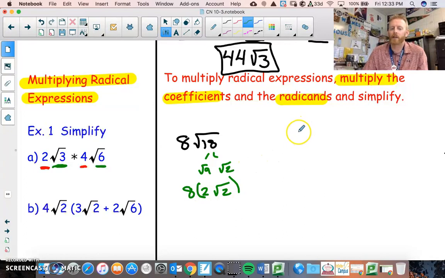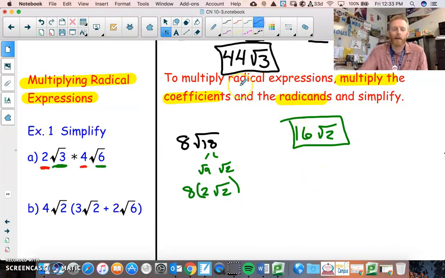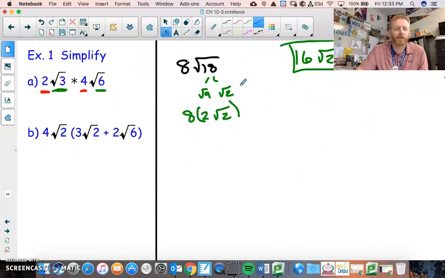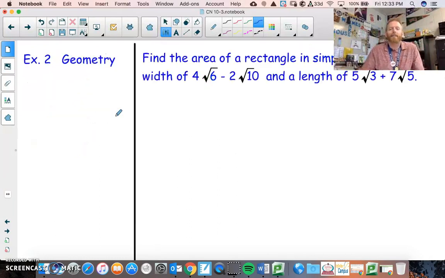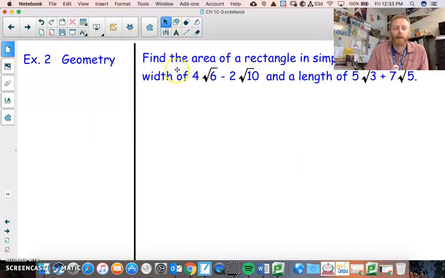So my official answer would be 16 root 2 for a simplified version. All right, now I'm going to ask for you to do this problem on your own. This is a big parenthesis right here so that you know that you're going to distribute to this problem. All right, very last problem that we're going to work on today.